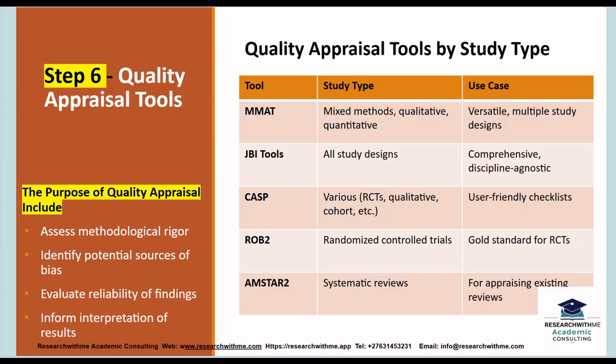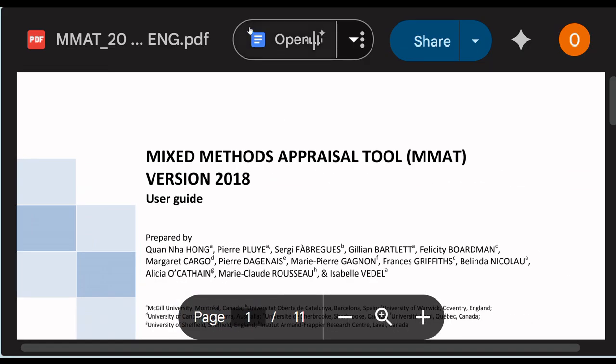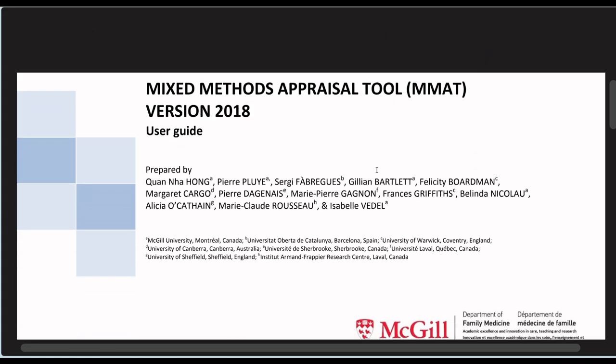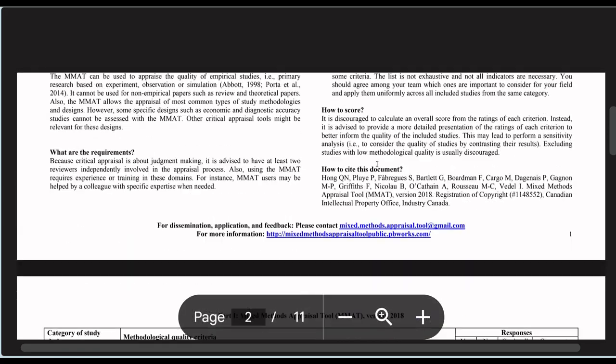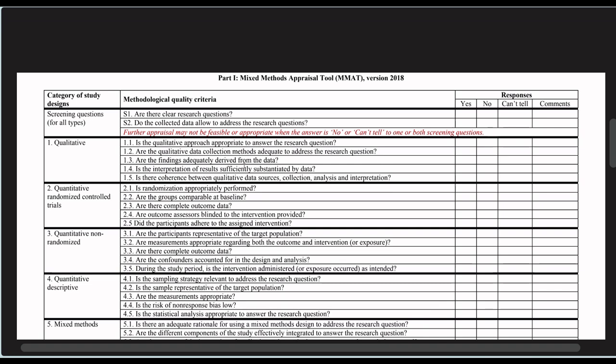MMAT. Let me go to MMAT. Just a minute. Okay, this is MMAT. MMAT looks like this. MMAT is the Mixed Methods Appraisal Tool, and if you want to make use of it, it simply means that you will get yourself familiar with this scale.